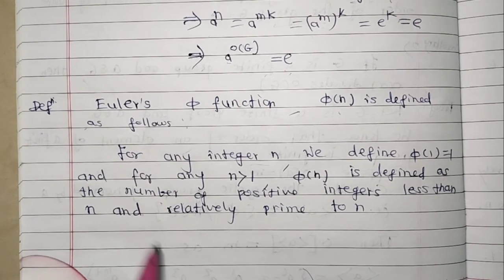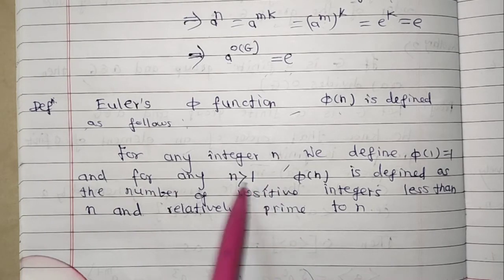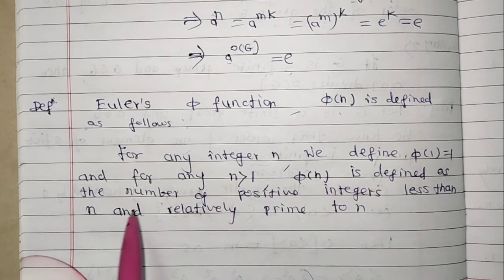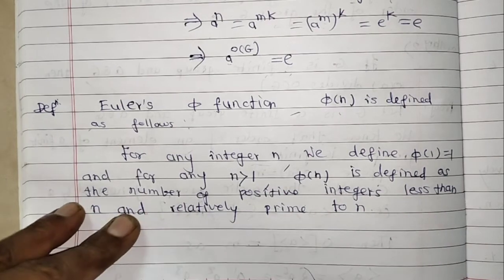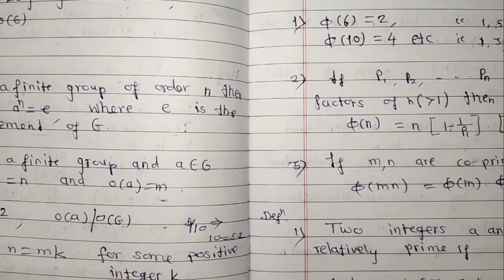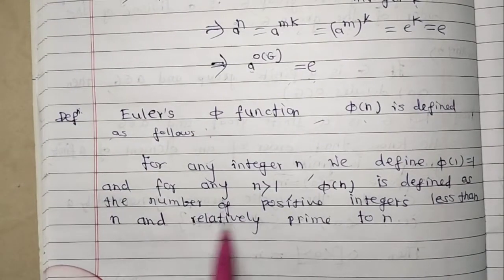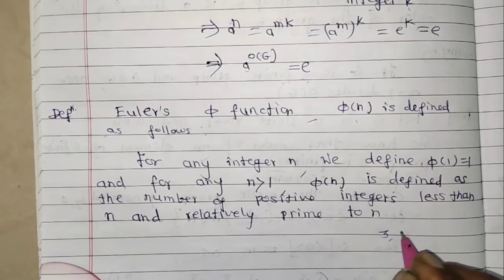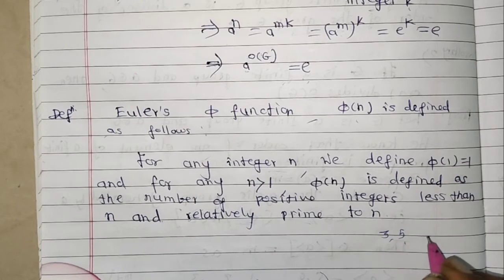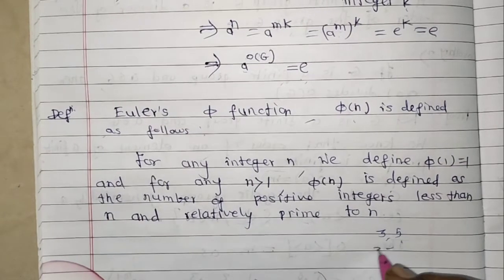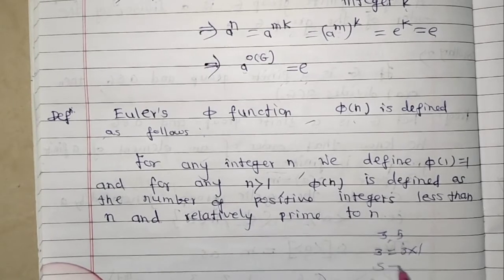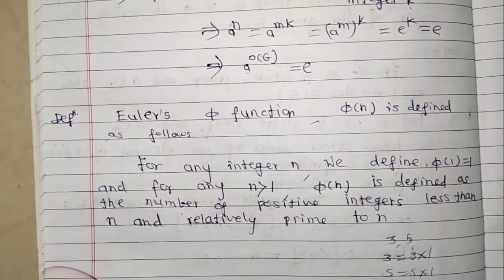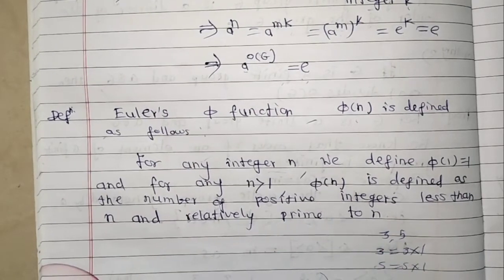Thus, if any integer n is greater than 1, phi of n is defined as the number of positive integers less than n and that are relatively prime to n. Now we consider some remarks. Relatively prime: two numbers are relatively prime means their greatest common divisor is 1. That is, 3 and 5 are relatively prime since their greatest common divisor is 1. 3 equals 3 into 1, 5 equals 5 into 1. Their common factor is 1. These are relatively prime. 3 and 5 are relatively prime.